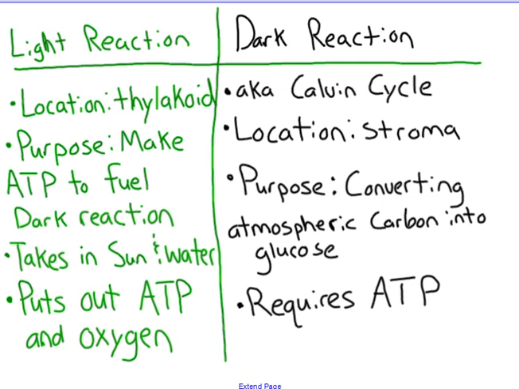The dark reaction is also known as the Calvin cycle. This is taking place in the stroma. So that is all the space in between all the thylakoids. The purpose of the dark reaction is to convert atmospheric carbon, so to take CO2 and turn it into glucose, and this process requires ATP.